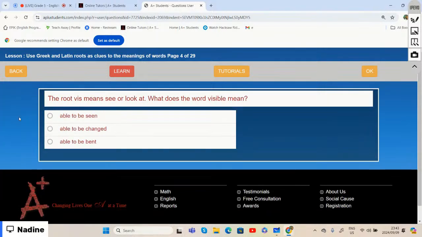All right, let's do another one. It says the root vis means to see or to look at. But now, what does the word visible mean? Visible, if the root is to see or to look. Is it able to be seen, option one? Able to be changed, option two? Or able to be bent, option three?